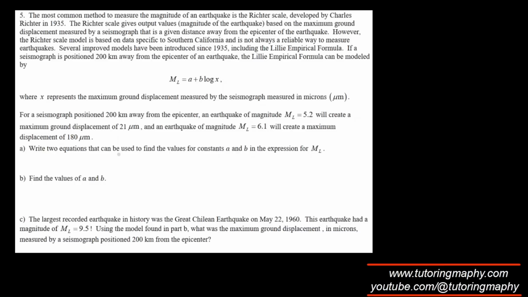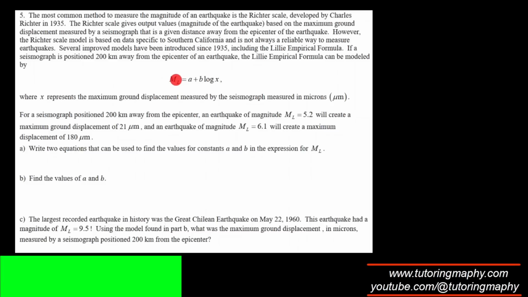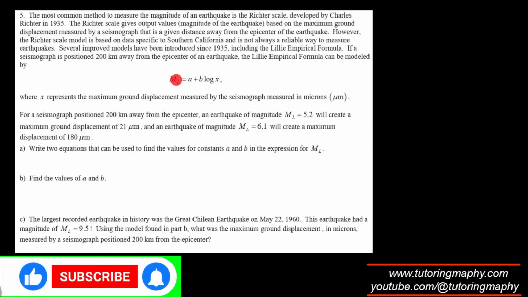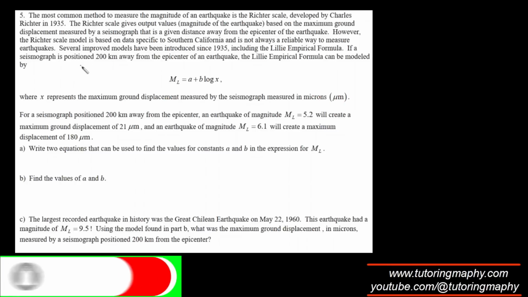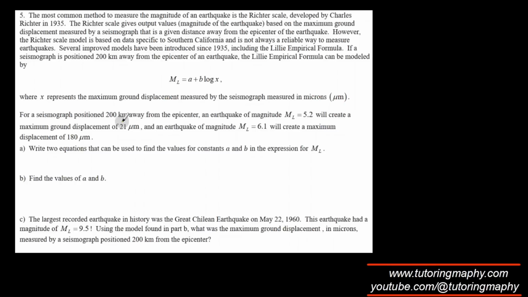All right. Okay, they are talking about the earthquake measuring methods, and the Lilly empirical formula states that if we are 200 kilometers away from the epicenter of the earthquake, that's where we are measuring. So this is the formula where ML is the magnitude of the earthquake, and x is the maximum ground displacement in microns. So they have given at 200 kilometers, so they are just saying that you can use this formula.